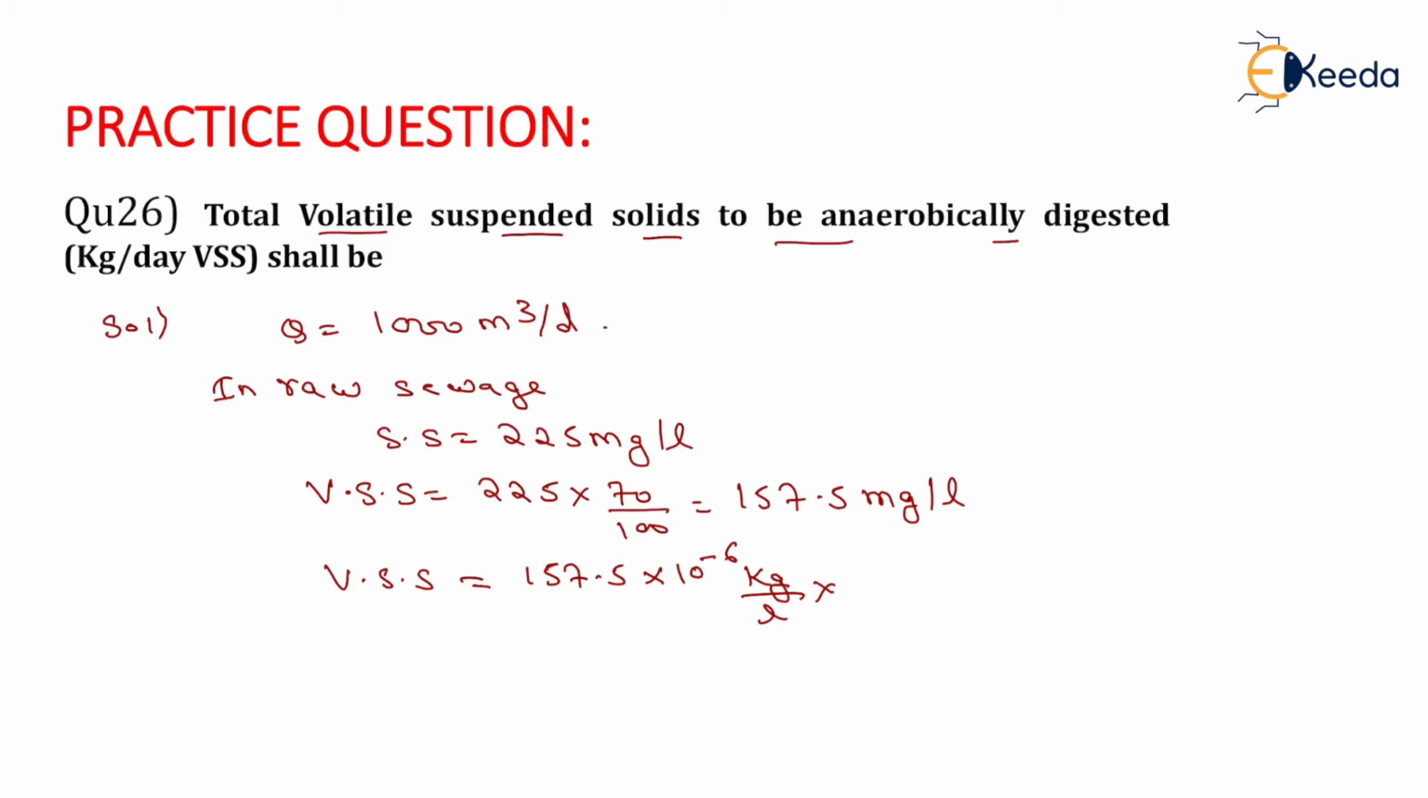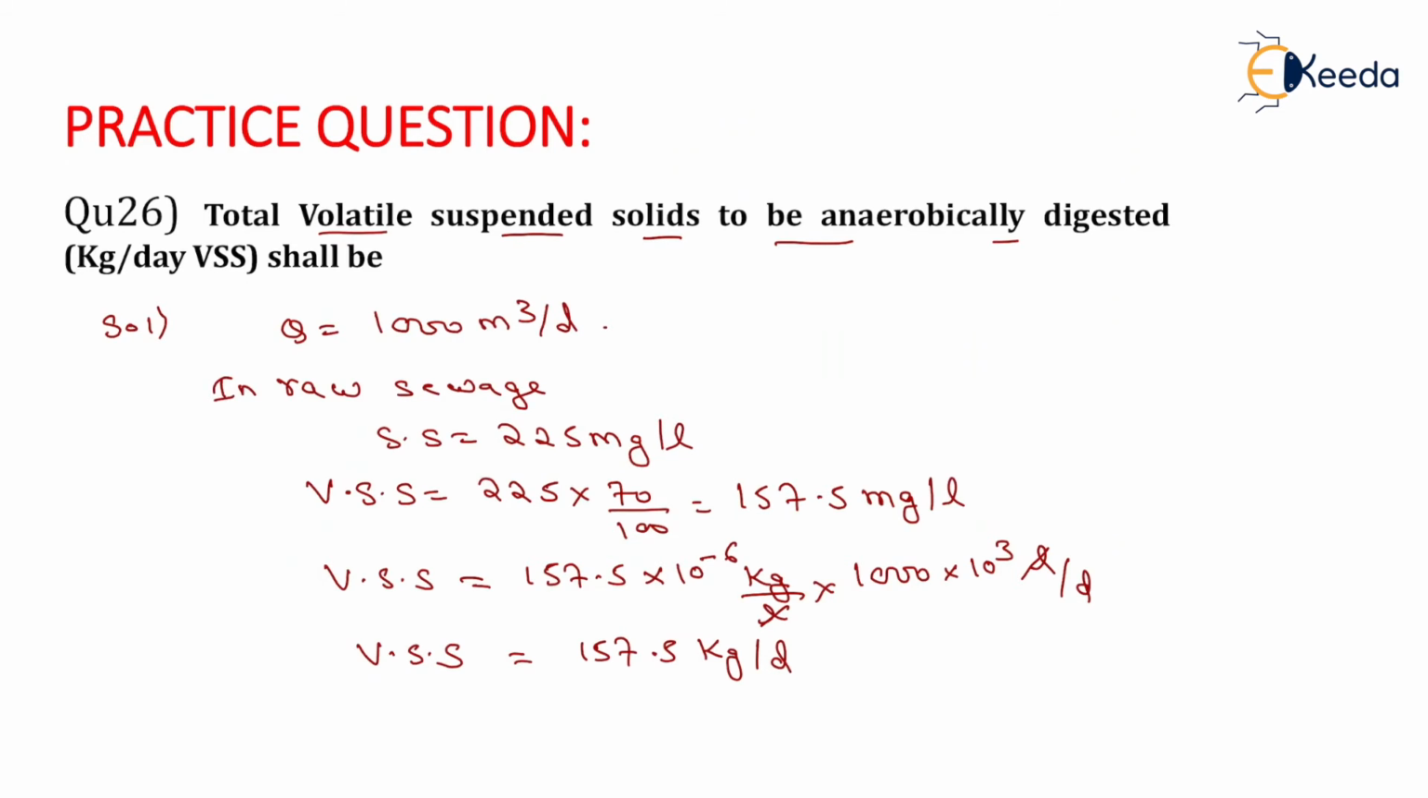Now we have discharge equal to 1000 meter cube per day. We need to convert this meter cube into liter, for which we multiply by 10 to the power 3 liter per day. Now liter to liter cancel out, and 10 to the power minus 6 and 10 to the power 6 cancel out, and it will be equal to 157.5 kg per day. That is the volatile suspended solids present in raw sewage.